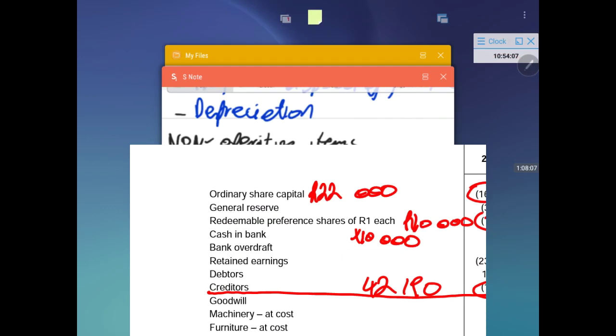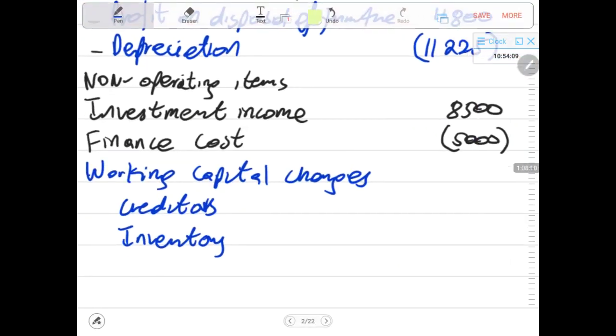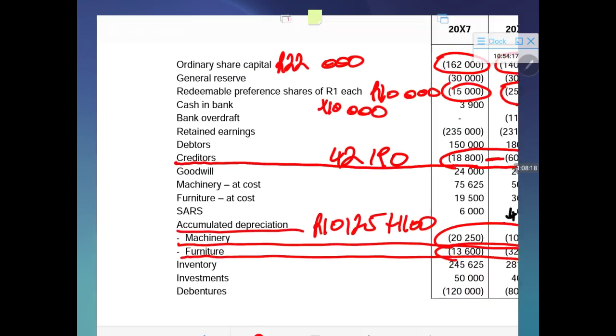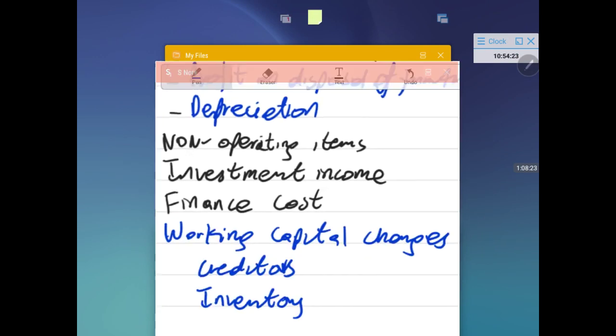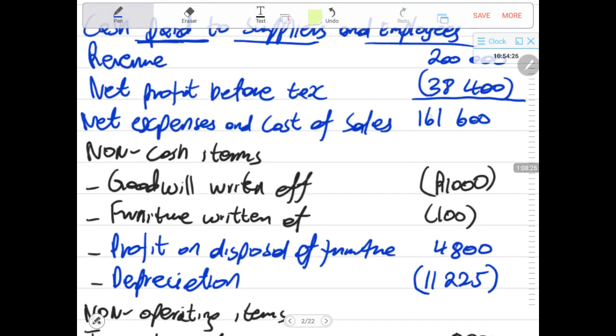The question is again now, is the amount of creditors, 42,190, included in our expenses? Is this amount included in this 161,600, under the expenses and cost of sales? The answer is no, this is not included. Why? Because a payment to a supplier is not an expense and it's not a cost of sales item. So that means the amount of 42,190 is not included there.